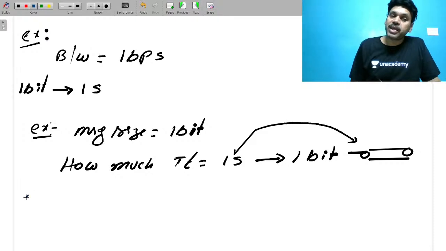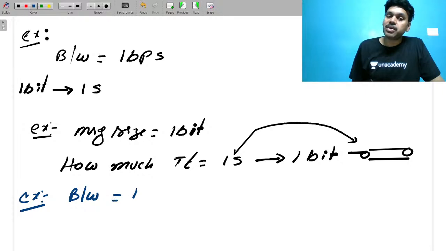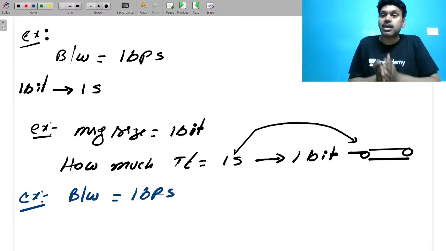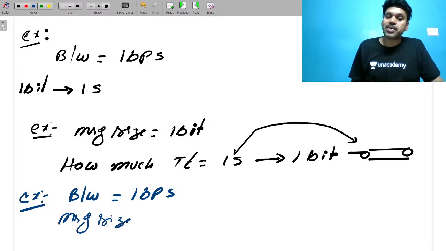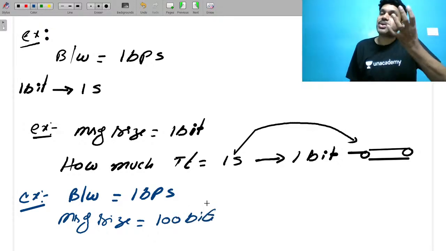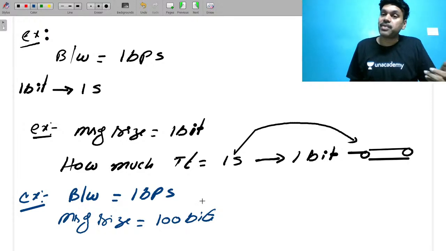Now let me take another example, where I keep the bandwidth fixed at 1 bit per second only. Now I want to send a big message, not 1 bit. Say the message size is 100 bits that I want to transmit. So what will happen? Your TT is going to be increased. That's the rule I have written: whenever message size is increased, automatically TT is going to be increased.